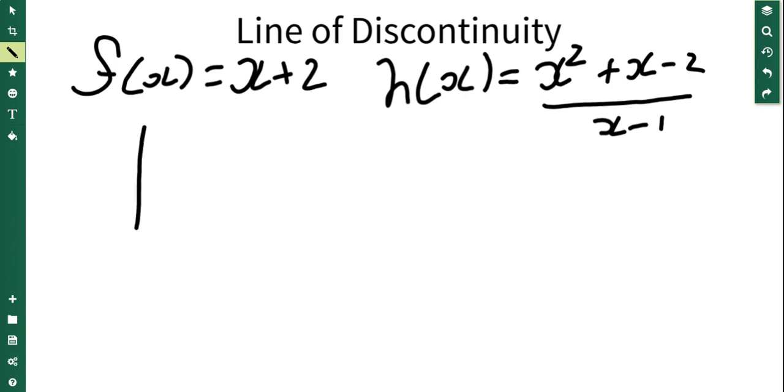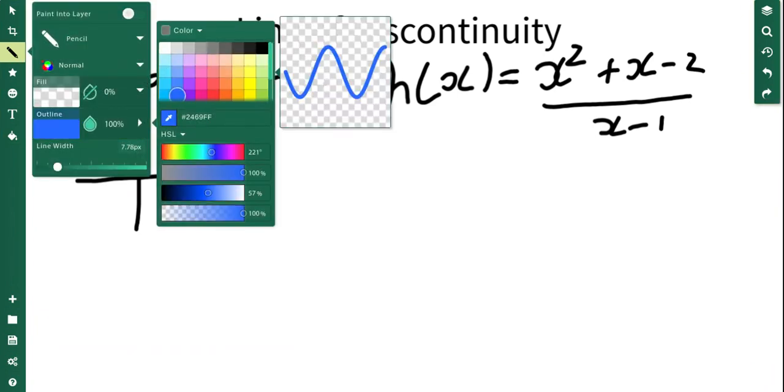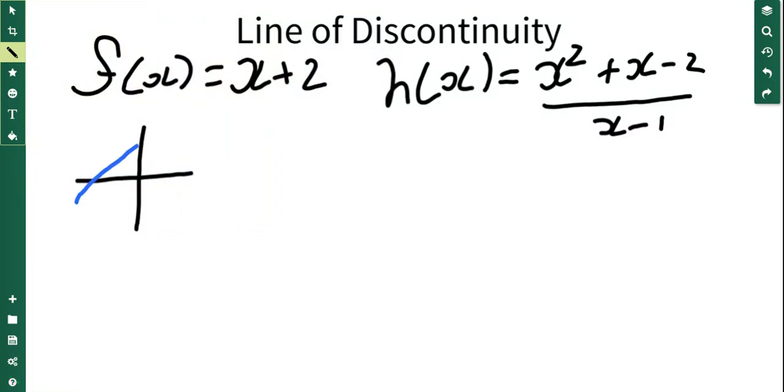I'll draw a Cartesian plane. To draw out a linear function, we just need the intercepts. So when x is equal to 0, the y value is going to be 2. So that's why the y-intercept is going to be equal to 2. And then when y is equal to 0, x is going to equal negative 2. So that's why our x-intercept is negative 2. So now we have the first function f of x out of the way, a simple linear function.